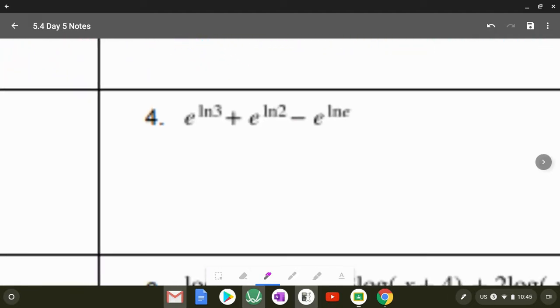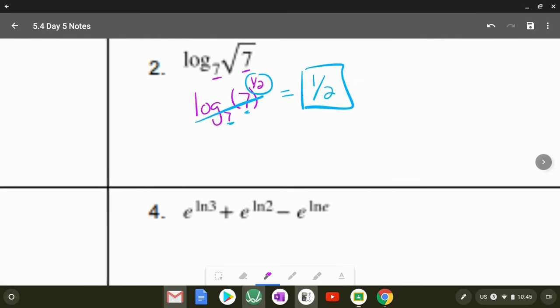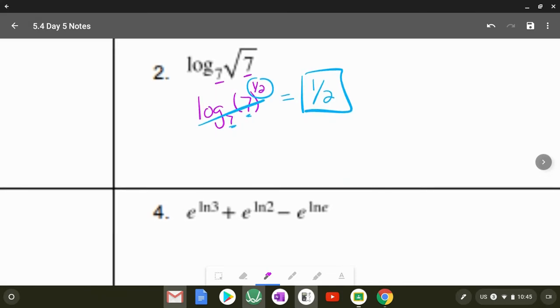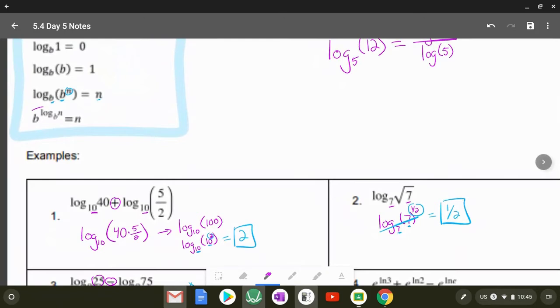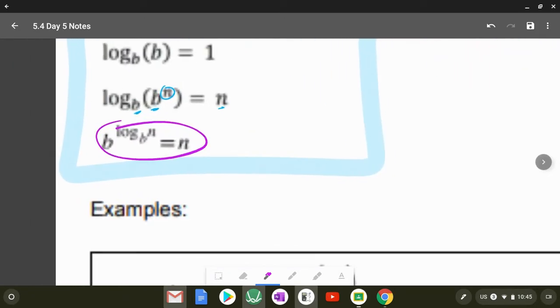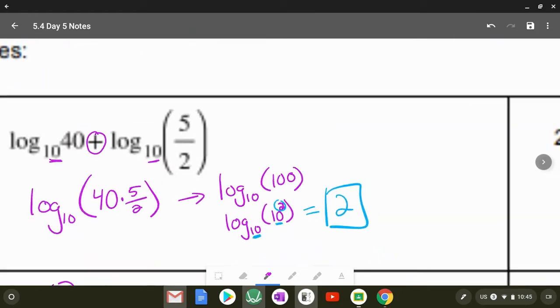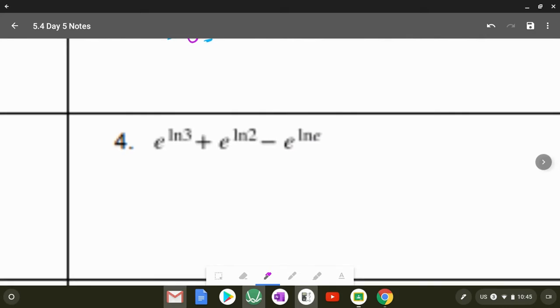When we look at number 4, we notice that they're similar in a sense to number 2. The properties up here, if you look at the last property that we have, if the base of the exponent has the base of the log, then you're left with whatever is inside the log. So if we scroll back down here, remember natural log is base e, so these would cancel, you're left with 3, plus these would cancel, you're left with 2.